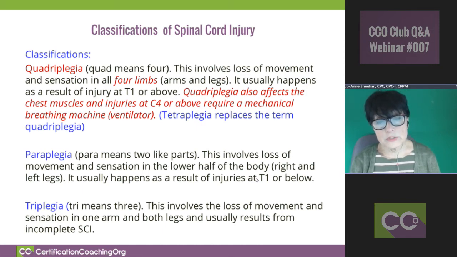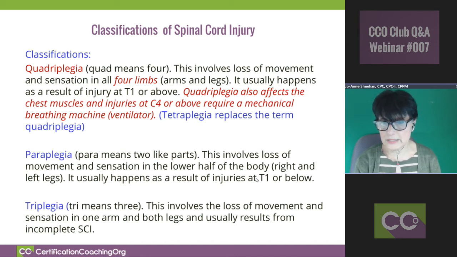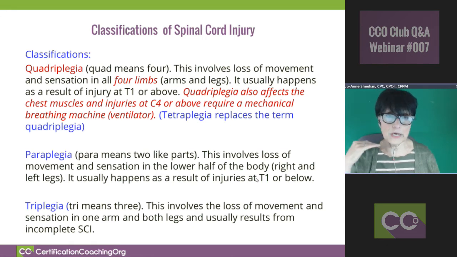A word that is used quite often and means the same thing as quadriplegia is tetraplegia. So if you see your doctor referring to that, tetraplegia is not triplegia, which we'll look at in a sec. Paraplegia means two parts. This involves loss of movement and sensation in the lower half of the body, the right and left legs. It usually happens as a result of injuries at T1, which is right below the cervical area, and below.